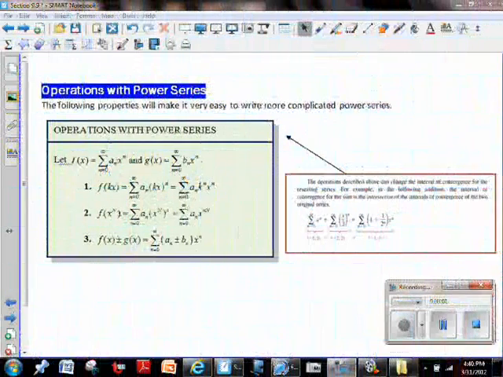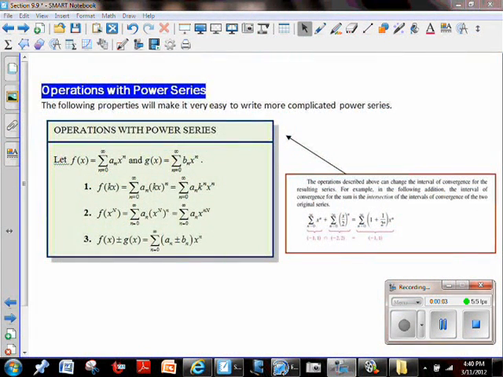Hello, once again, BC Calc students. We are still continuing with Larson's Chapter 9, Geometric Representations of Power Series. We'll be talking about example number 3 here in just a bit.